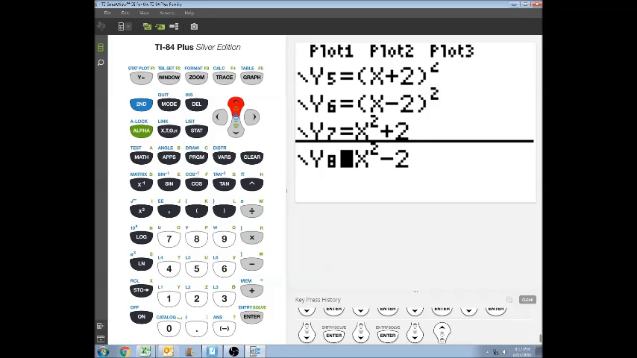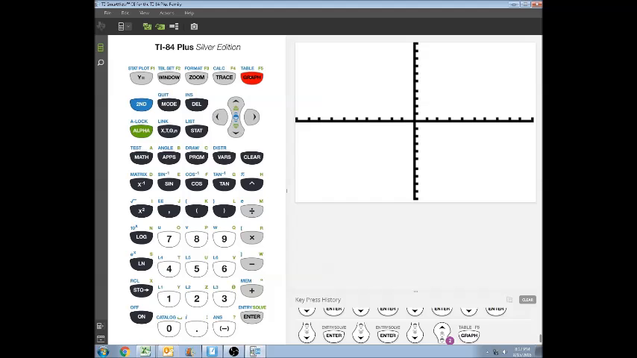Looks like that's all of them. So now I can hit graph, and I should only see the very first one, which is x squared. As you can see, the vertex of x squared is at 0, 0. That's the endpoint right here. Yep. That is where I come to the bottom of my quadratic. So that is x squared.